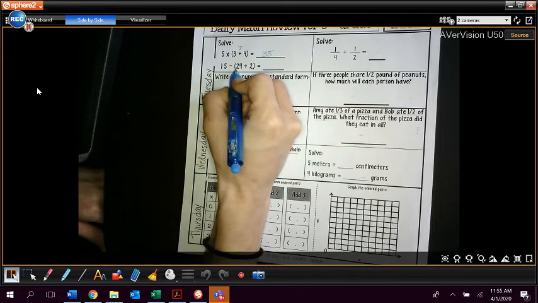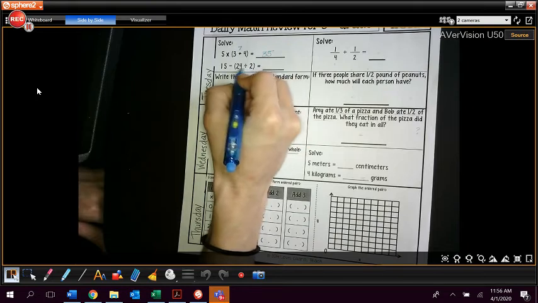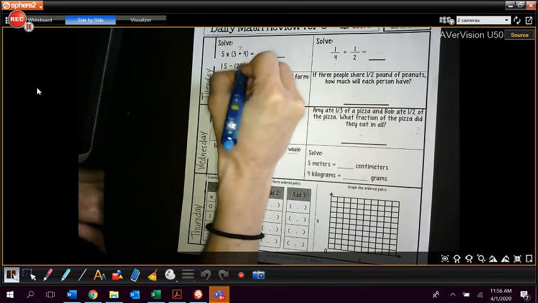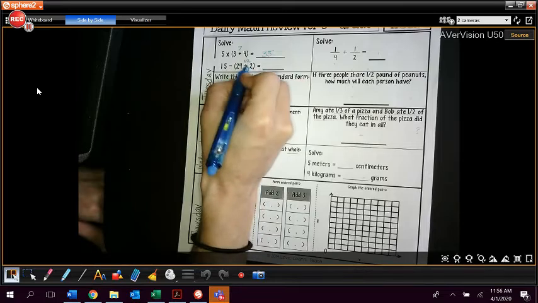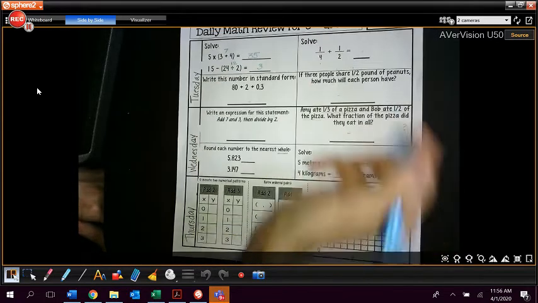Then if we work on our second problem, we are doing the same thing. We're going to start with what is inside our parentheses. So 24 divided by 2 is 12. And then we subtract 15 minus 12, which gives us 3. So those were the answers for that first problem.